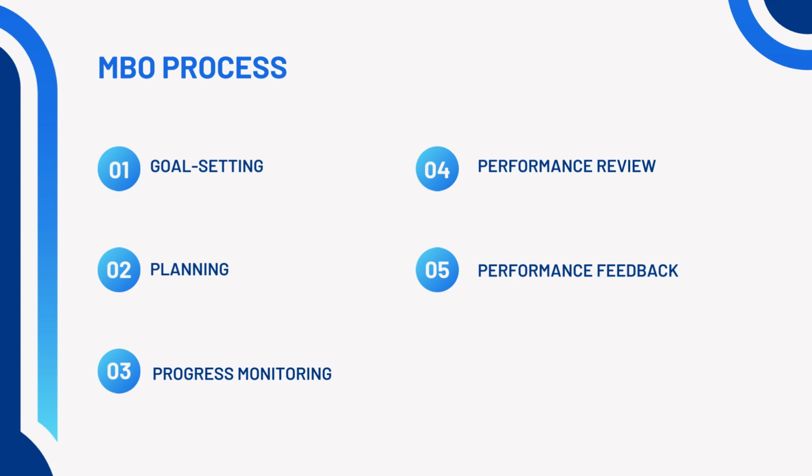Then, after planning, we have progress monitoring. Throughout the evaluation period, managers and employees track progress towards the objectives. And there might also be regular check-ins and feedback sessions to ensure that employees are on track and are receiving support as needed. Then we have number 4, performance review. At the end of the evaluation period, the employee's performance is assessed based on the extent to which the objectives were achieved. The evaluation may include qualitative or quantitative data, qualitative feedback, and a discussion of strengths and areas for improvement.